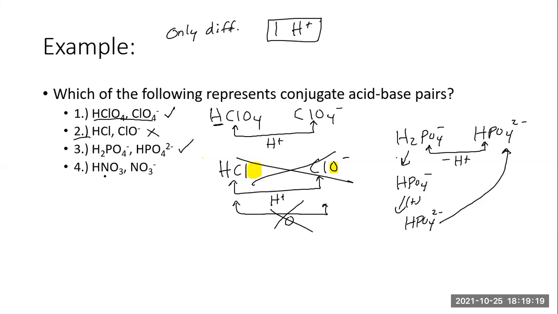Lastly here, looking at the relationship between these two, really the only difference is 1 H+ left. Again, if we take the H off of this guy, we're left with NO3. And then we take the plus, we become one more negative, NO3 minus, which is exactly what we got going on here. So these guys would be conjugate acid base pairs. Any questions on that one there?